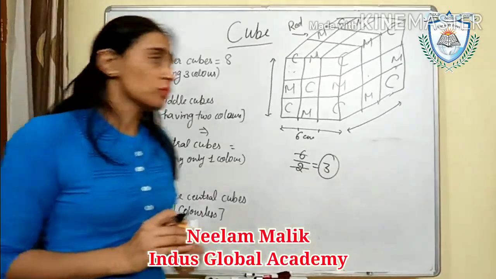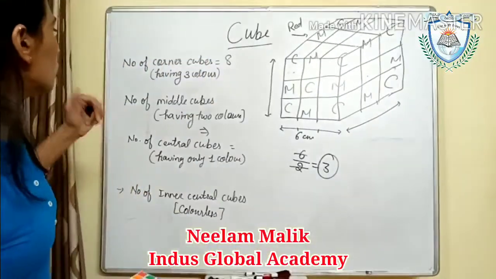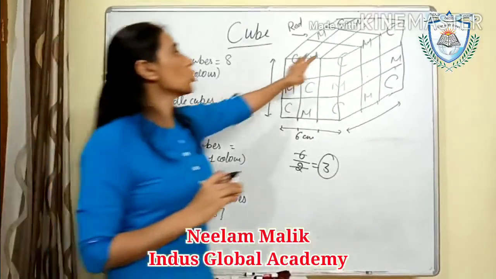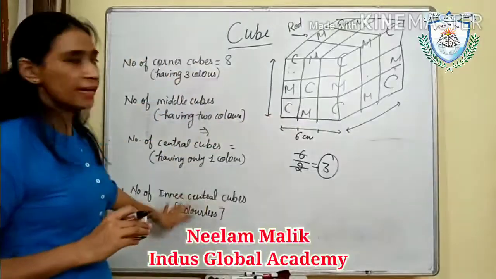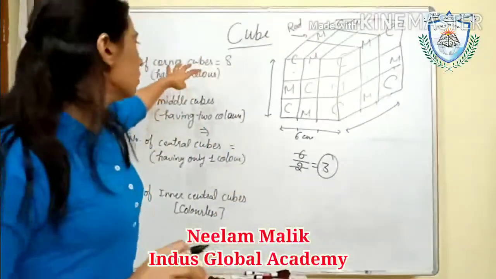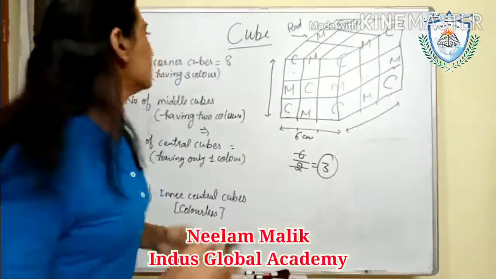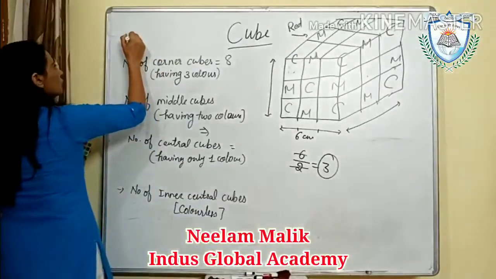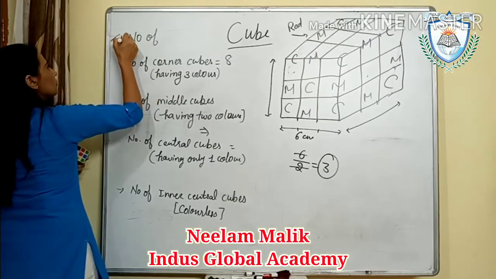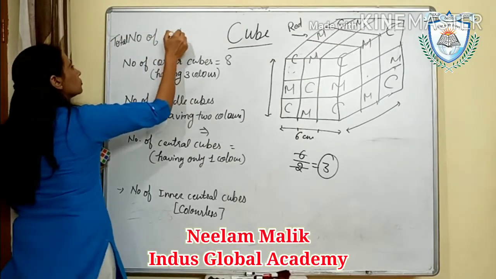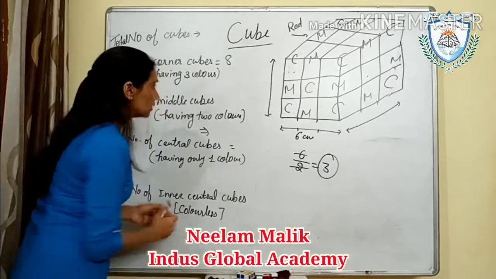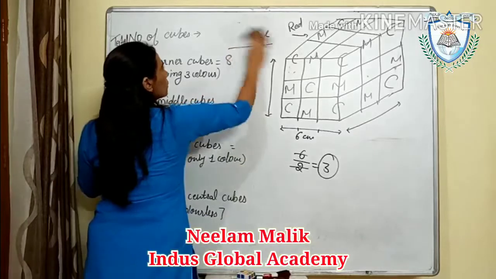One more thing that we must know here is the total number of cubes. We could add them up, yes, but we will not add all of this, we will give the answer directly. So for the fifth one, we have to find the total number of cubes, okay. Now we will do the formulas for this.